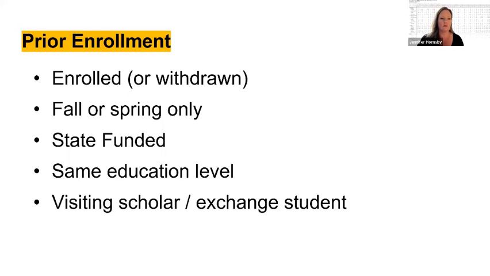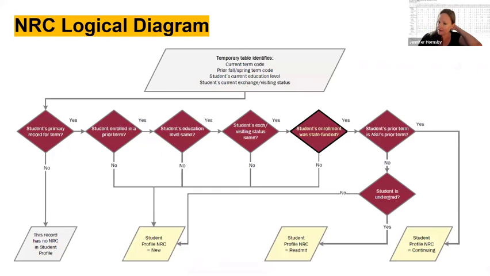So all the fields that get at these records that I'm displaying here, enrolled, state-funded, education level, and visiting scholar, are all in the student profile table. And when I get to the next screenshot of that student we've been looking at, I'll show you where they are. This is a diagram of how we calculate new, returning, continuing, NRC.